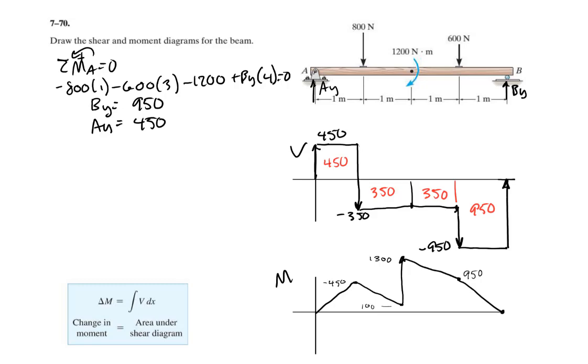Where's the maximum moment? The maximum moment in this case occurs where that applied moment is. But there are peaks wherever shear crosses zero. So right here, where shear crosses the zero, you'll see a local maximum in the moment. And obviously, because it's got that applied moment right there, we have a large moment right there as well.